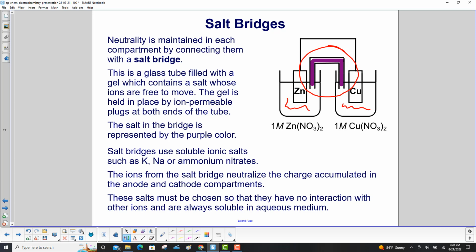Salt bridges use soluble ionic salts such as potassium, sodium, or ammonium nitrates. The ions from the salt bridge will neutralize the charge accumulated in the anode and cathode compartments. These salts must be chosen so that they have no interaction with other ions and are always soluble in aqueous medium.